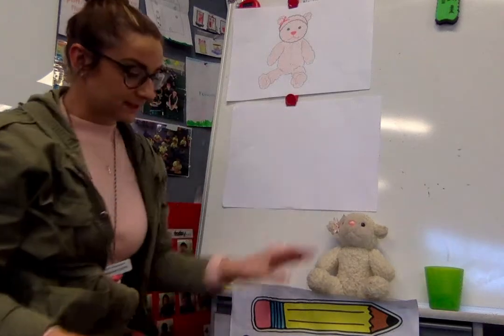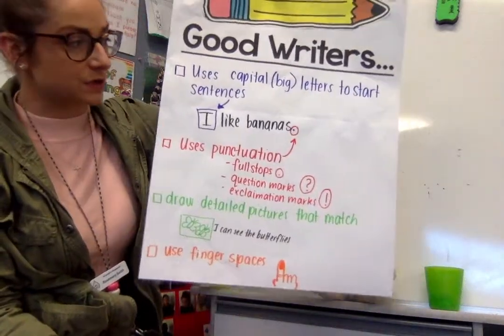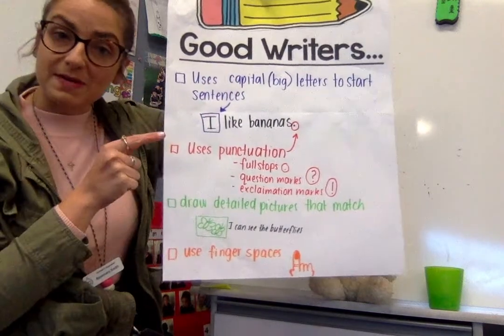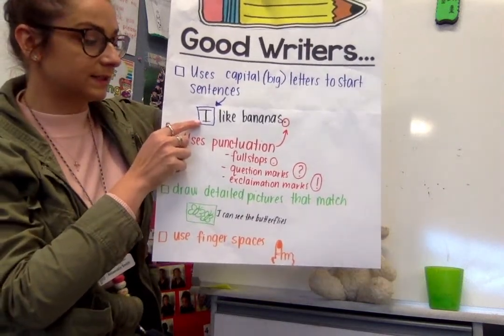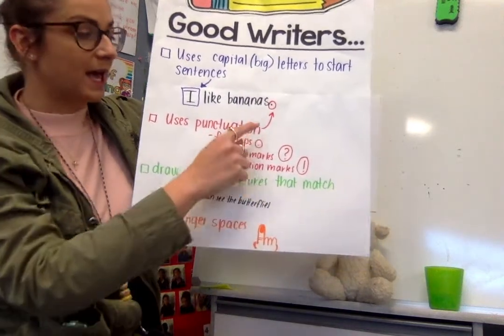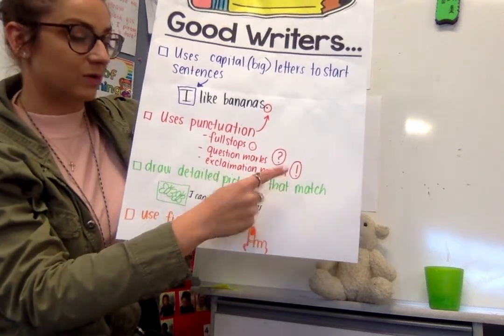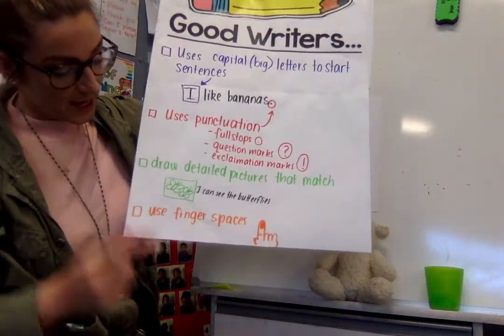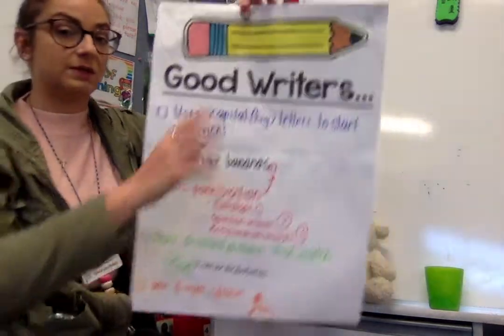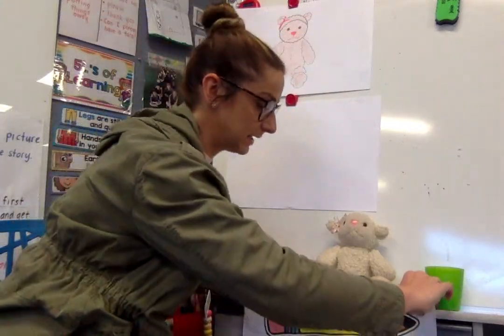Now, before we get started, I want to think about what good writers do. Good writers use a capital letter, which is the big letter at the start of a sentence, and then they use punctuation to finish that sentence or that idea. It can either be a full stop, a question mark, or an exclamation mark. And then we also need to remember to use finger spaces. I'm going to try and remember all of those things when I'm writing.